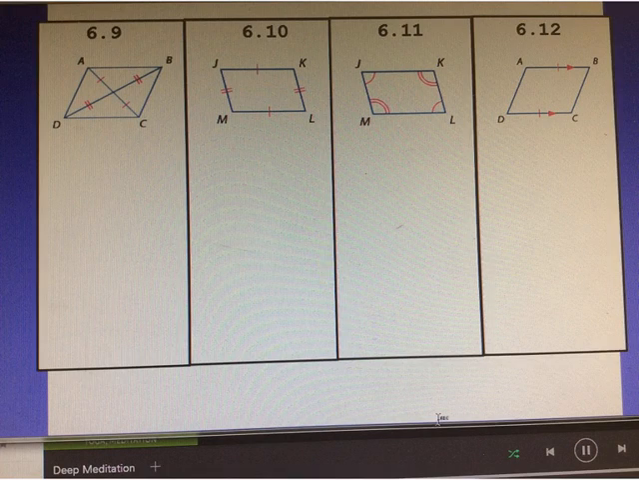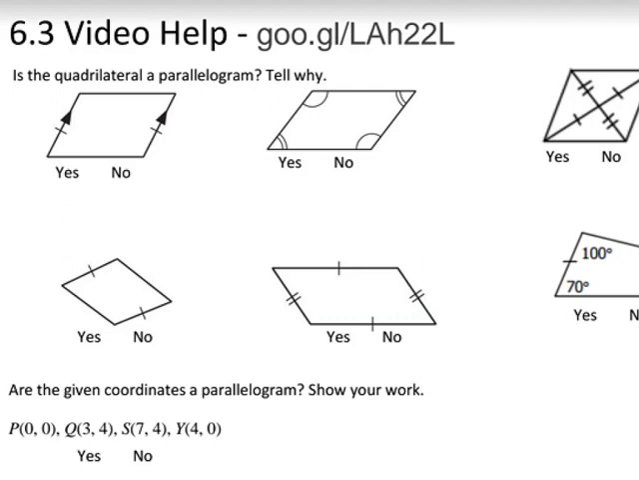So here are my four theorems. The first one, 6-9, says that if the diagonals bisect each other, then it is indeed a parallelogram. 6-10 says if opposite sides are equal, it is a parallelogram. If opposite angles are equal, then it is a parallelogram. And if one side is equal and parallel, it's a parallelogram. So let's take a look at some practice problems.